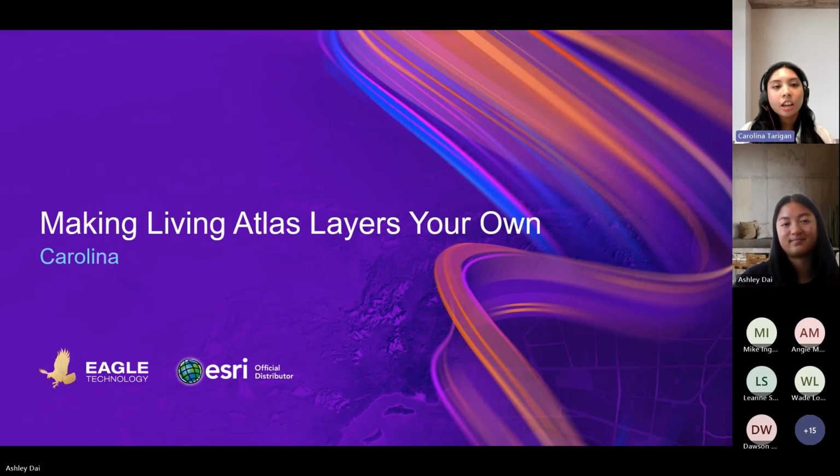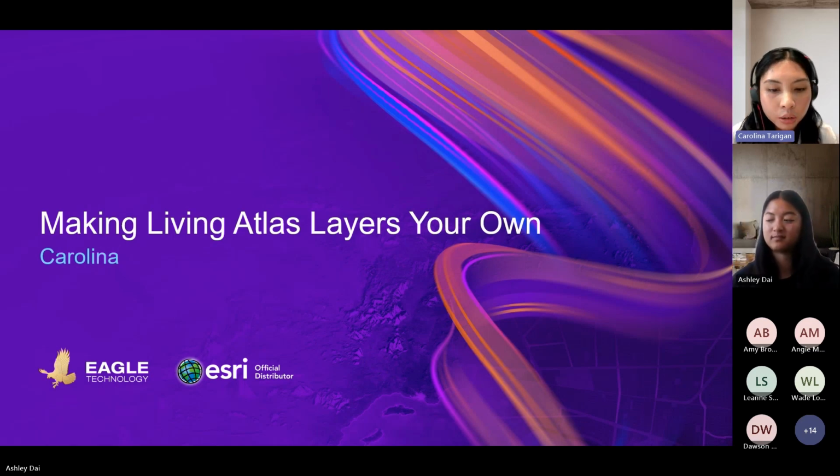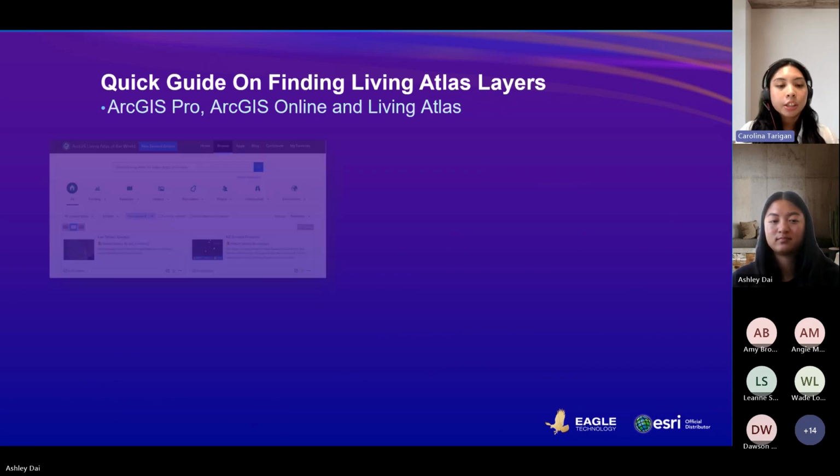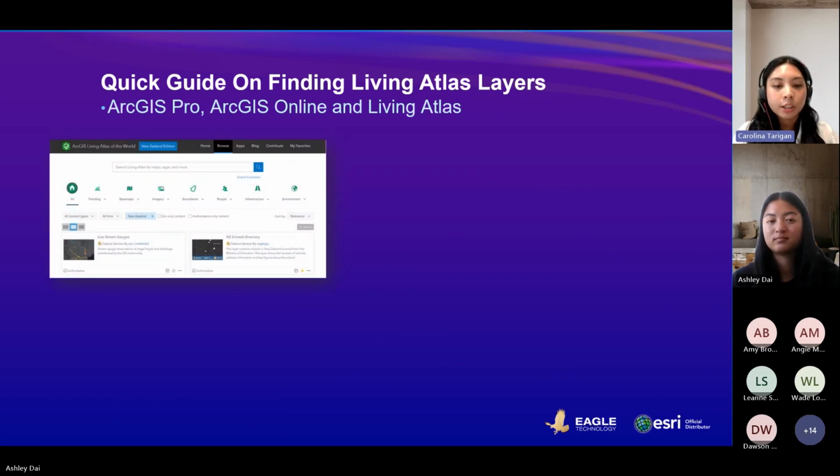Thank you, Ashley. Before I jump into making Living Atlas layers into your own highlight layer, I would like to show you how to find them. With all these layers available in Living Atlas, it is important to know how to find them. There are several ways to find and use Living Atlas layers in your work. First, the Living Atlas, accessible at livingatlas.com. It allows you to access an extensive collection of layers that can be integrated into your maps. You can search layers by keyword, category, or location.